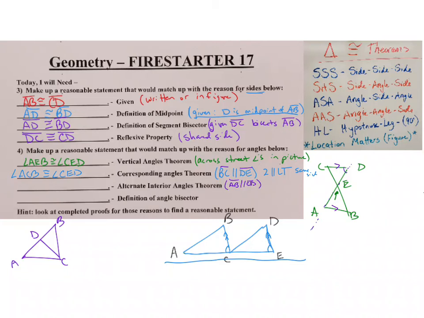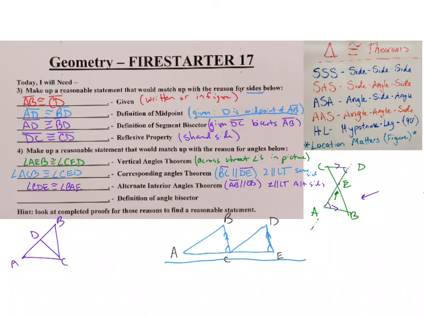So alternate interior angles would be like that: CDE, EAB. So I would say angle CDE is congruent to angle BAE, if I'm using this green figure right here. Now remember, we still have to have two parallel lines cut by a transversal, and this time the angles are on opposite sides, or alternate sides.